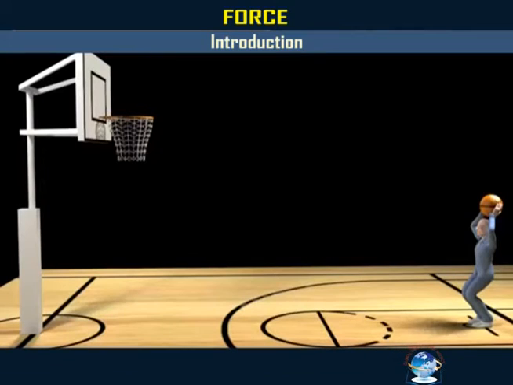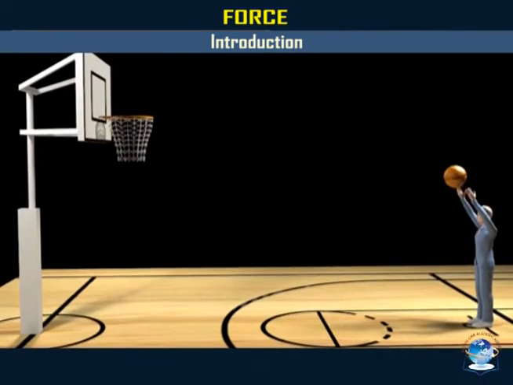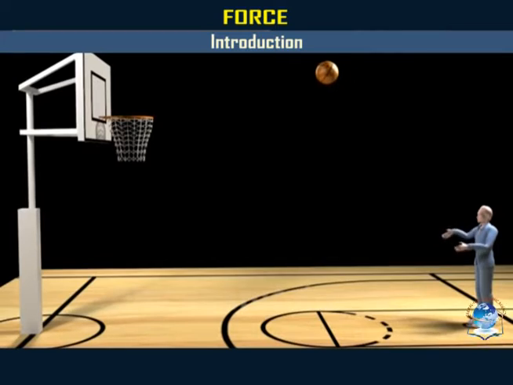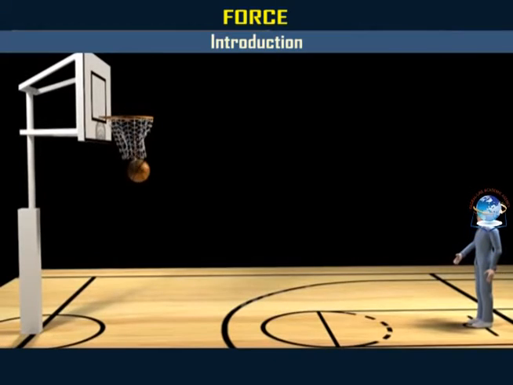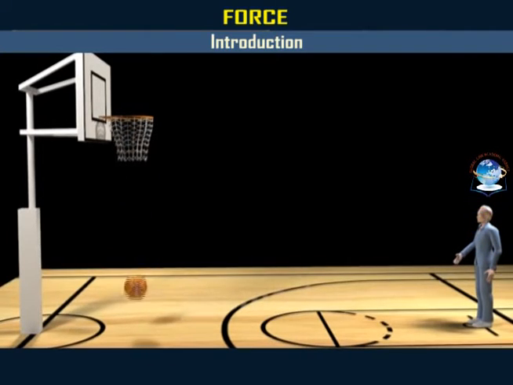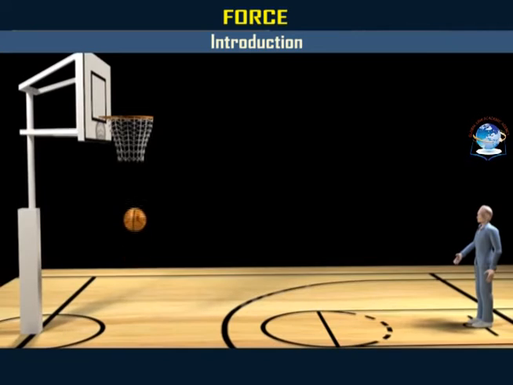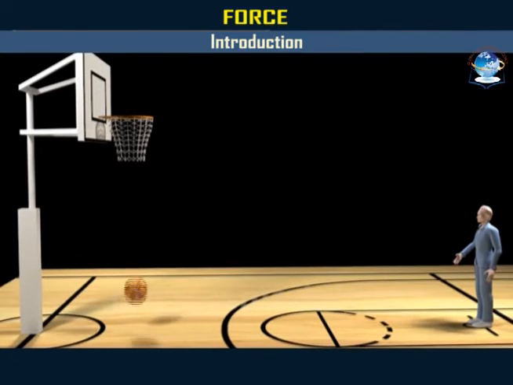Thirdly, this gentleman throws the ball seemingly upwards, but as it moves, its direction of motion changes continuously. It hits the surface up there and changes the direction, gets into the basket and moves downwards. On hitting the ground, it bounces up and down several times till it comes to rest.